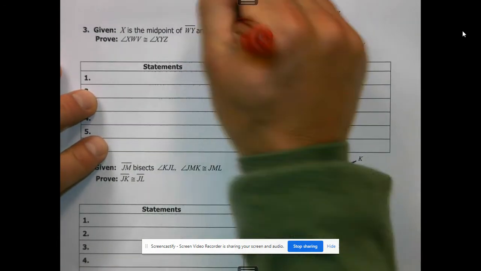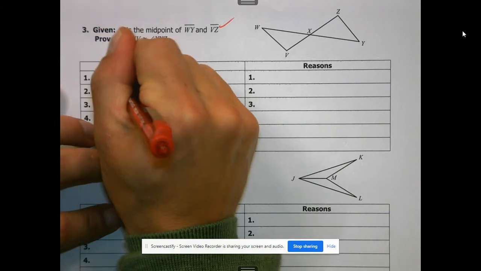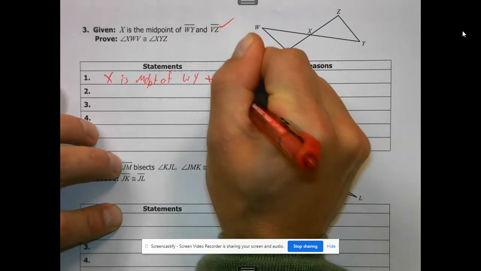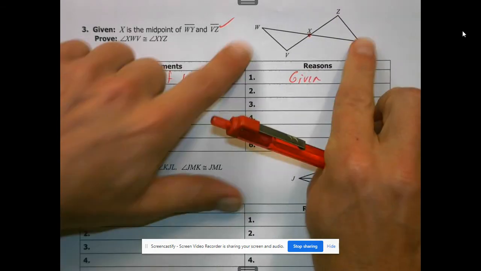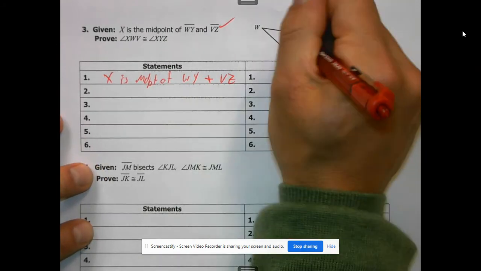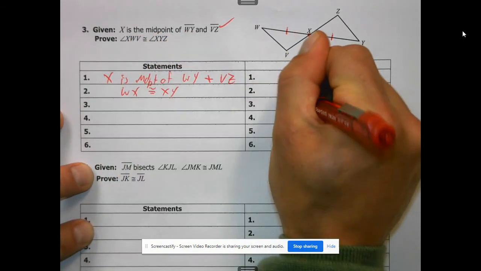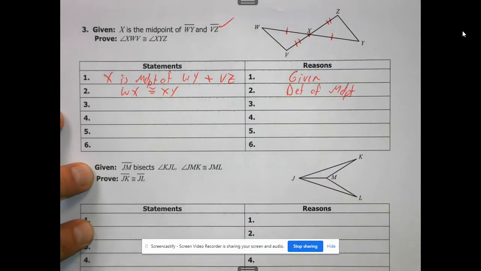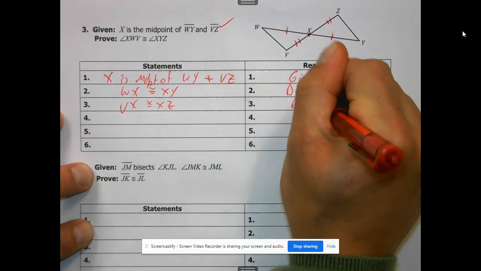Last page. Number three, it's one given, but it really counts as two because it's the midpoint of two separate segments here. So first statement, X is midpoint of WY and VZ. That was given. So basically, X is your midpoint of this guy right here and of that one right there. So we'll say that in our next two statements here. I'm going to say WX is congruent to XY. Definition of midpoint. And the other way, VX is congruent to XZ. Same reason, definition of midpoint.